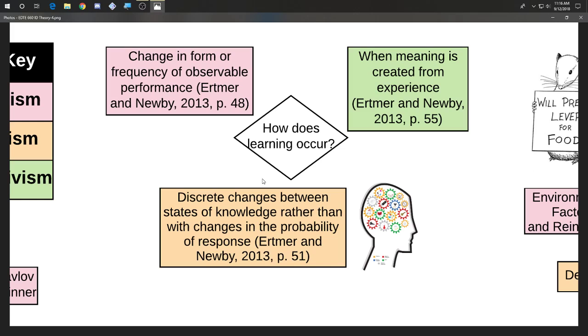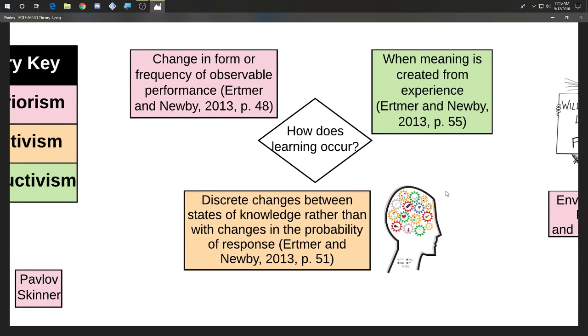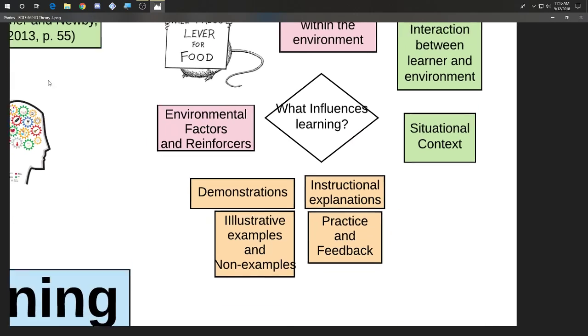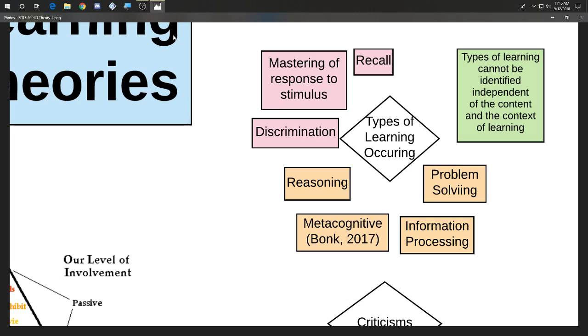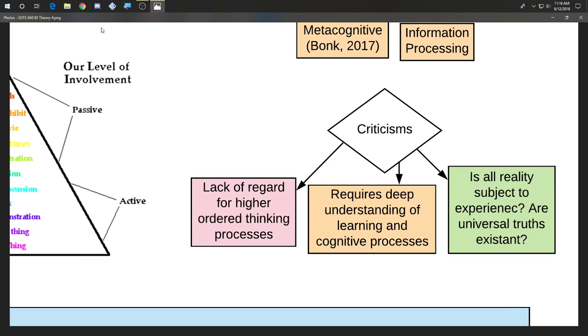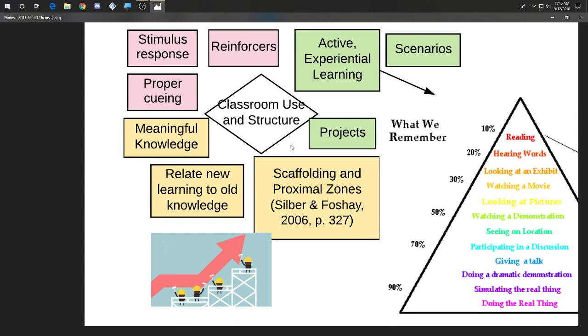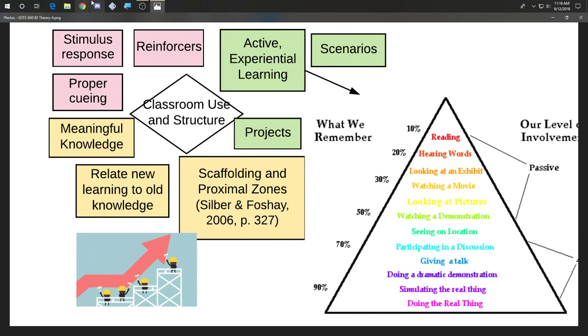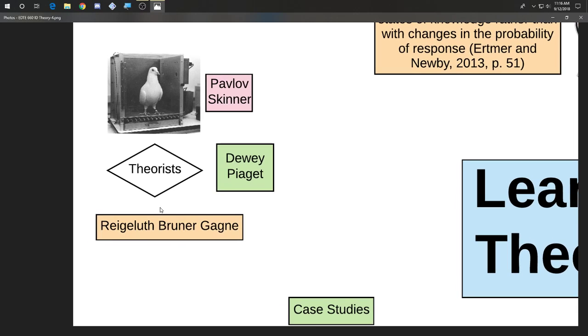So the key things that I decided to compare and contrast in my three theories: First, the idea of how does learning occur. Next, which influences learning, continuing clockwise. Types of learning that are occurring in each of the processes. Next, criticisms, and this is taken quite a bit from our Canvas discussion. And then how we would use each of these three learning theories in the classroom. And then lastly, I have a few theorists here just in case you want to look up more people.